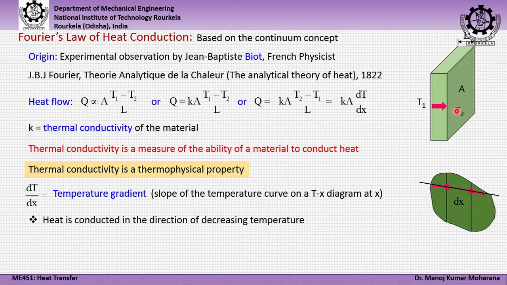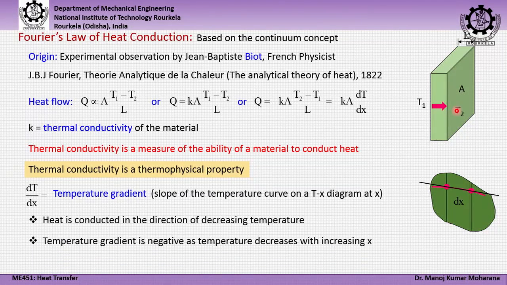That means heat flows from high temperature to low temperature, and this temperature gradient in such a case will be negative when the temperature decreases along the positive x direction, and when temperature is decreasing along the negative x direction, then the temperature gradient will be positive.